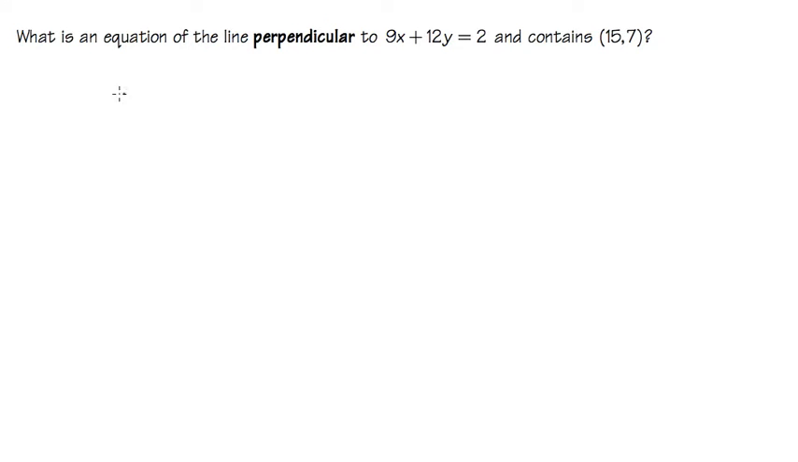For this question, we are going to find an equation of a line that's perpendicular to a given line, 9x plus 12y is equal to 2, and then the line that we want also contains the point (15, 7).